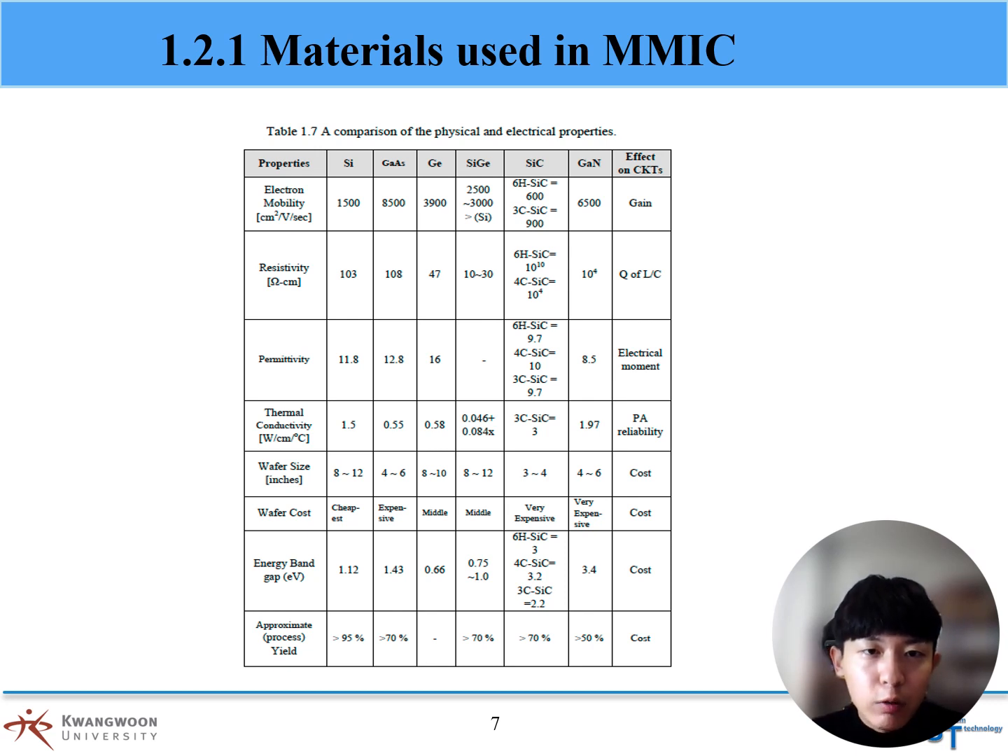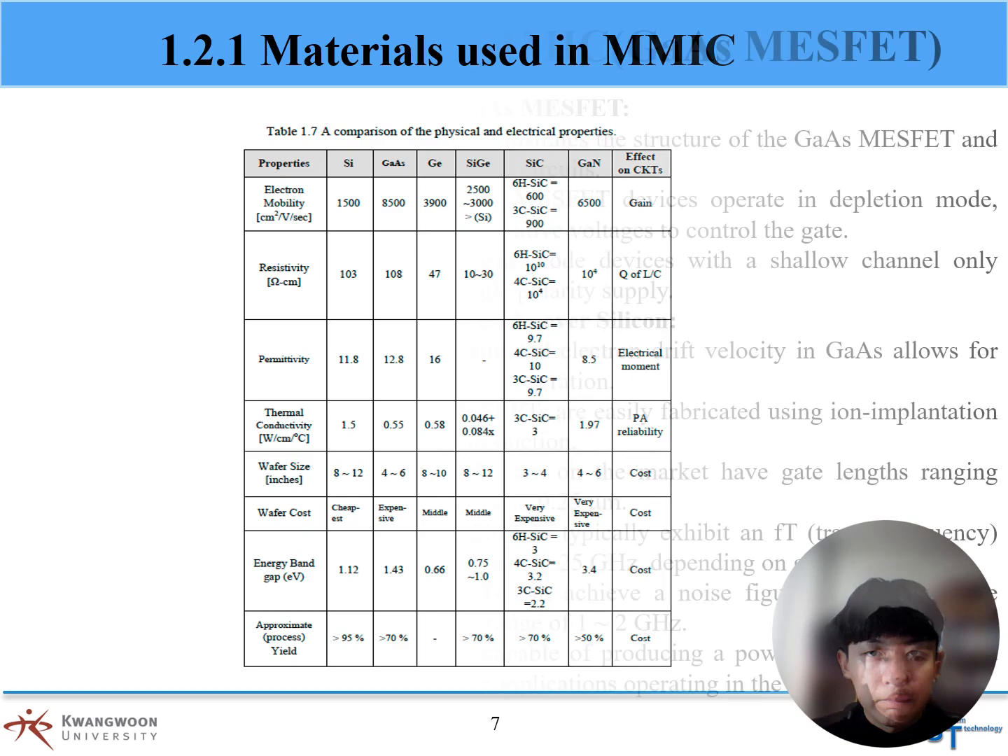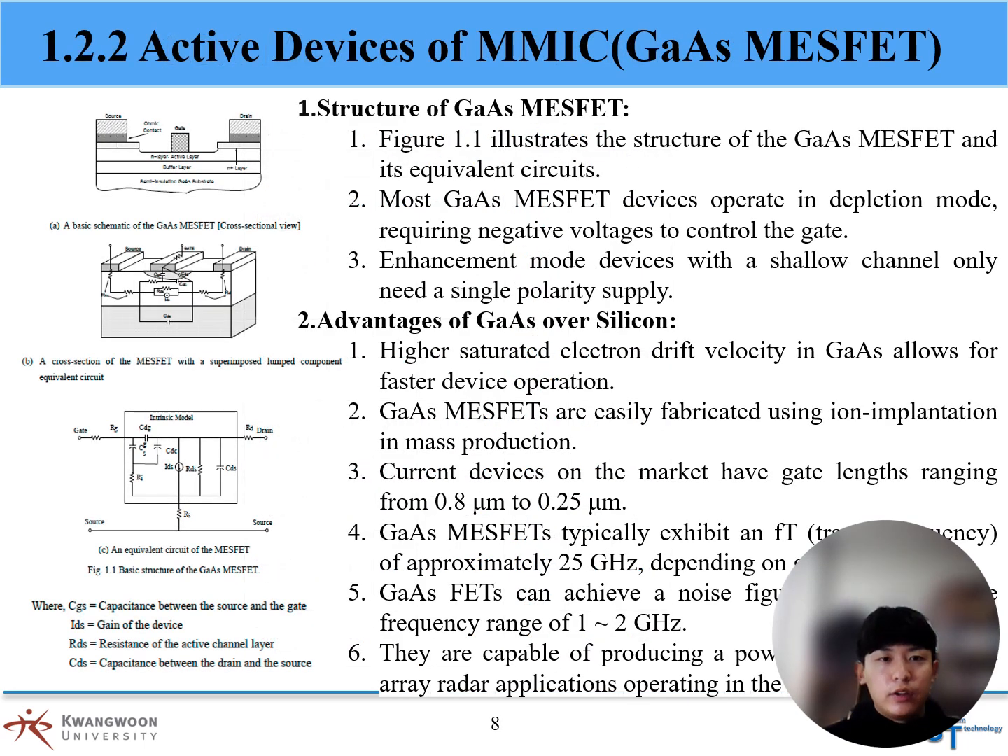GaN is a wide bandgap semiconductor with applications in electronic, high power, and high frequency devices. It's used in LEDs since the 1990s and wireless laser diodes. This part is the active devices of MMIC.